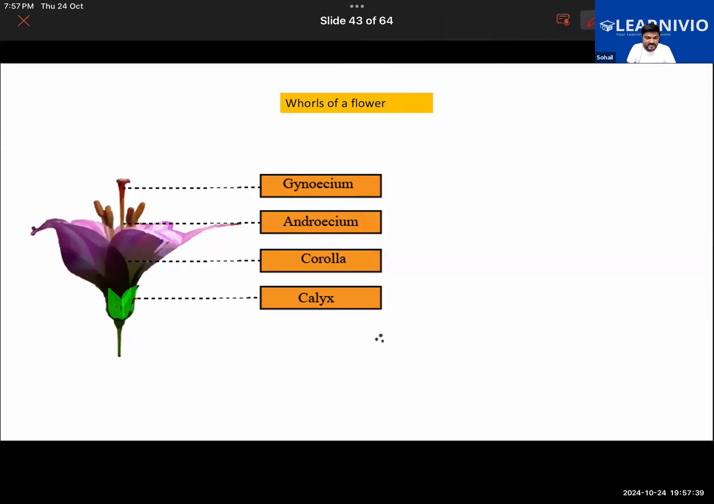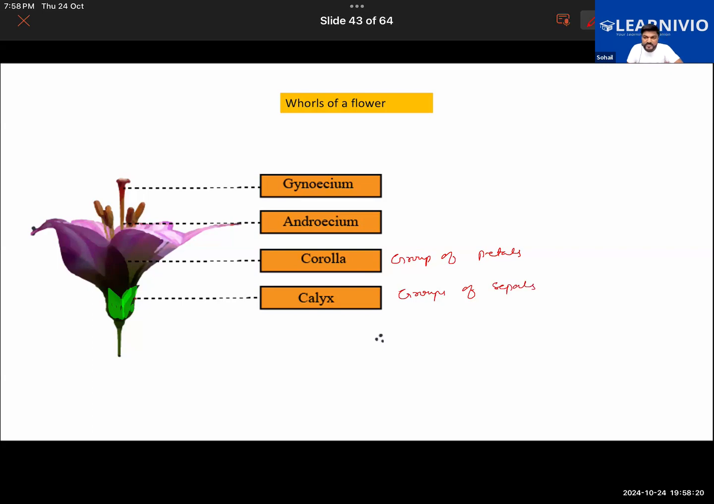Group of sepals is called calyx, and the male part of the flower is called androecium. The male organ of the flower is also called androecium, while the female part of the flower is called gynoecium. Getting it now? And the group of the petals will be called corolla. Group of sepals is called calyx, while group of petals is called corolla.